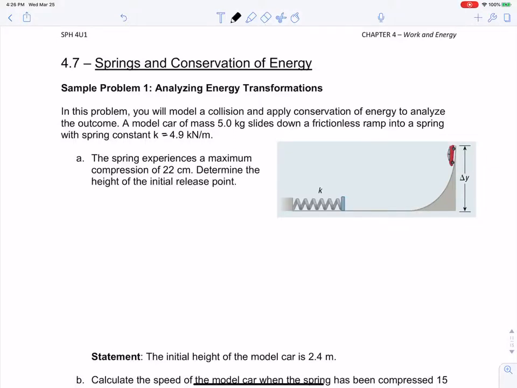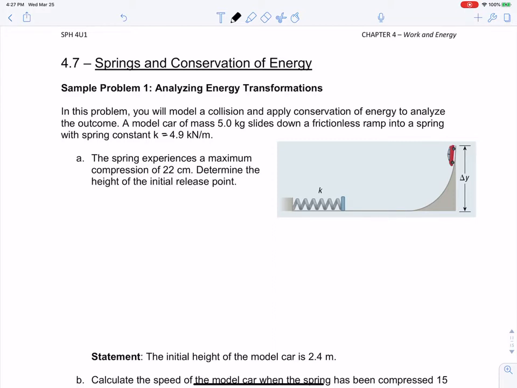4.7 Springs and Conservation of Energy. The law of conservation of energy applies to all types of energy, including elastic potential energy. Let's take a look at one example that illustrates this concept. In this problem, you will model a collision and apply conservation of energy to analyze the outcome.